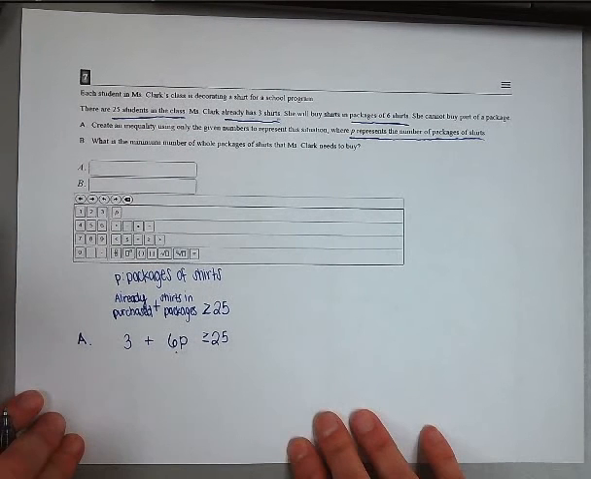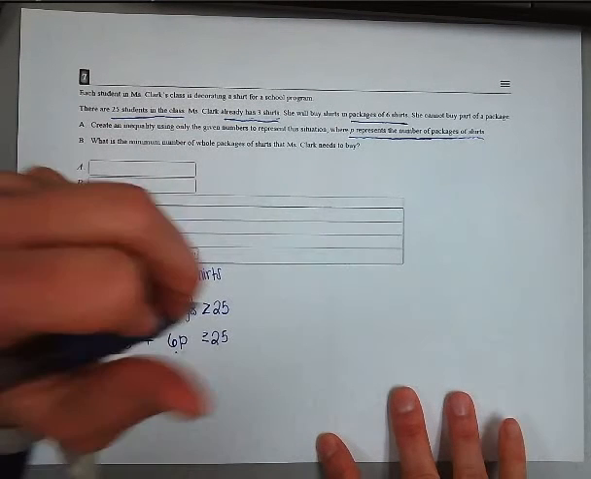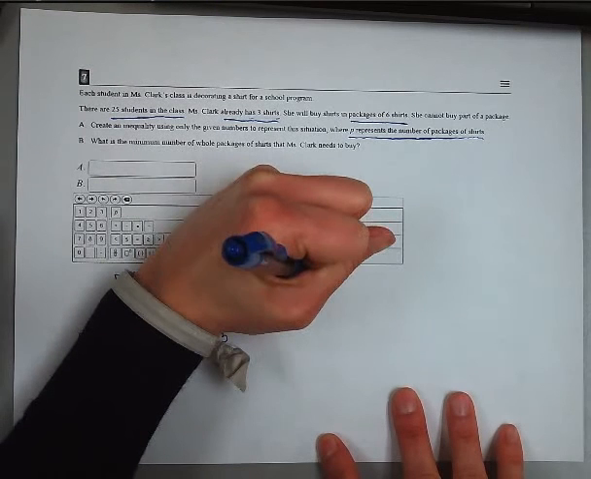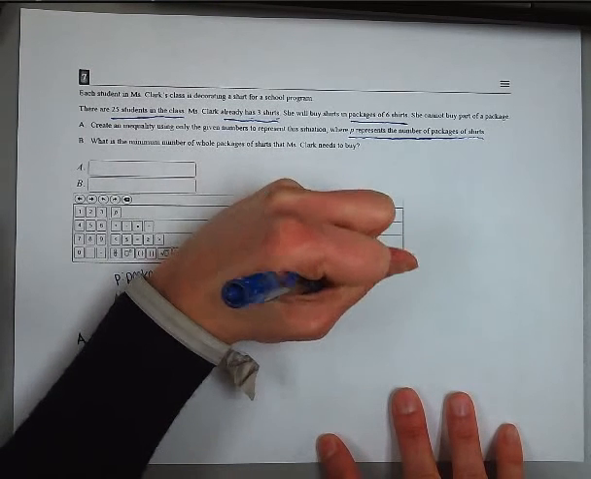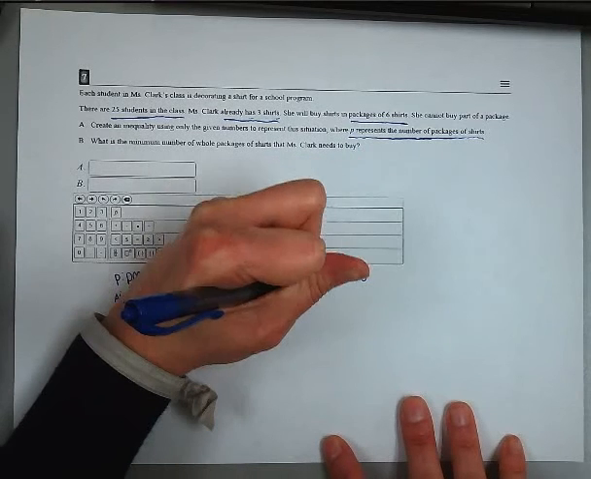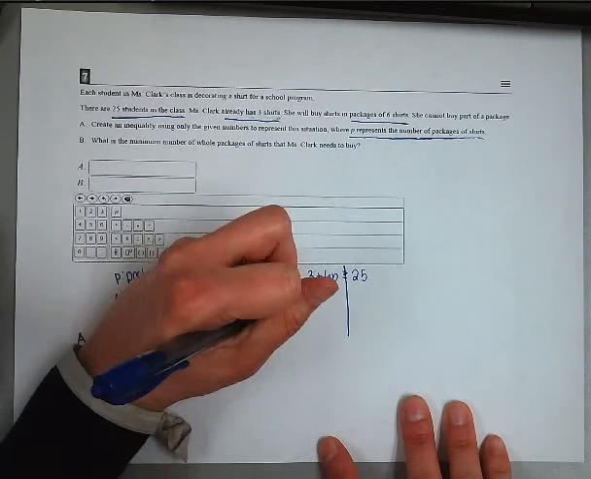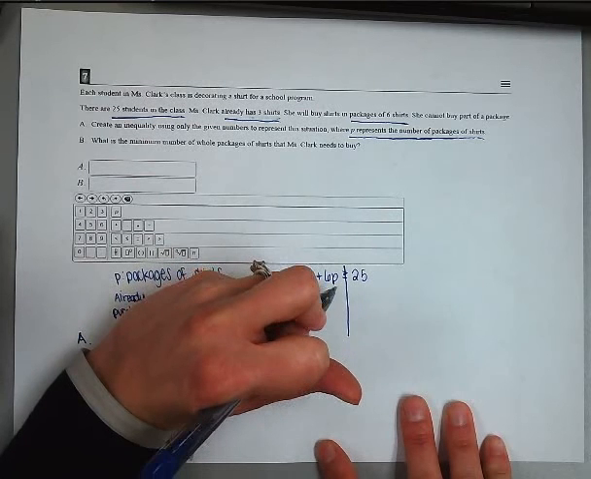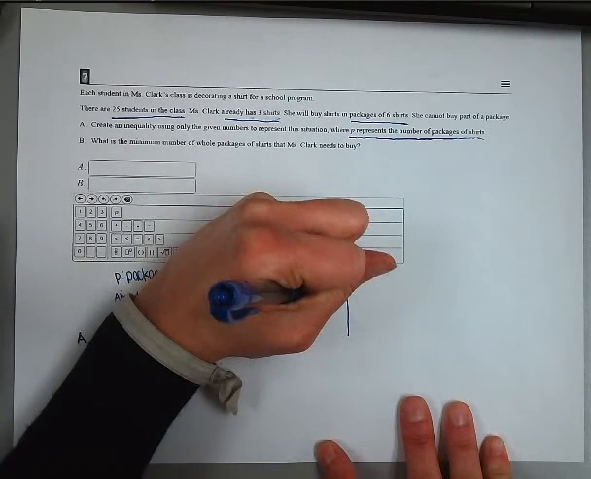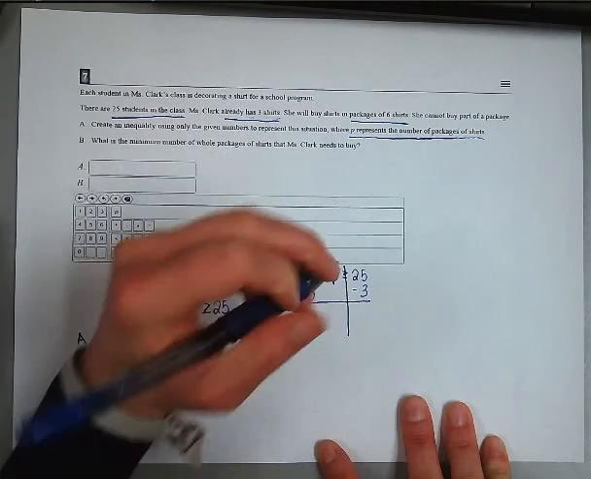Now in part B, they're asking us to solve it. It says, what is the minimum number of whole packages of shirts that Mrs. Clark needs to buy? So I'm going to rewrite my inequality to start out with. 3 plus 6P is greater than or equal to 25. Just like with any equation, I'm going to draw a line down my inequality sign. I'm going to start off by taking away 3 from both sides because we undo addition before we undo multiplication. So I'm going to take away 3 from both sides. That leaves me with just 6P on the left side.